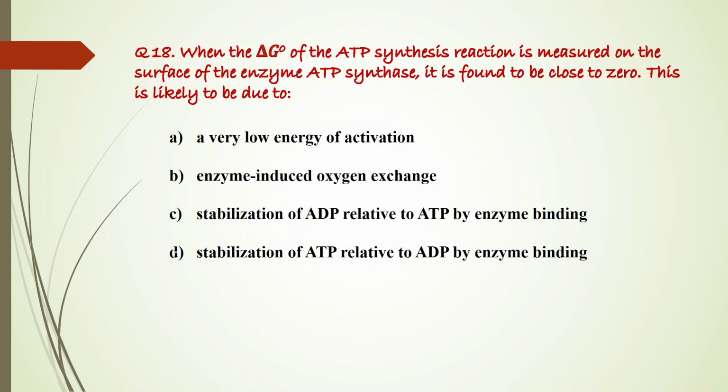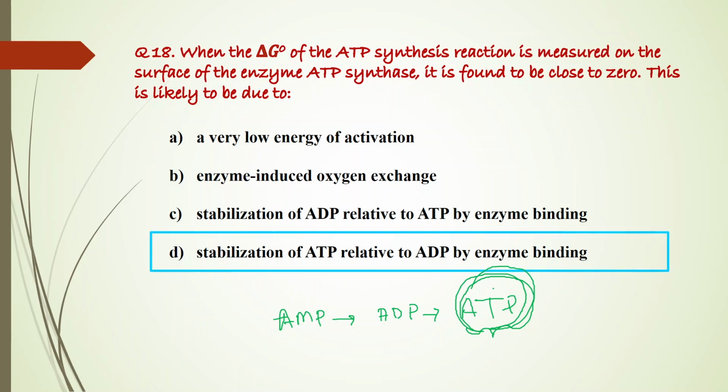Out of this third and fourth statement, in case of ATP synthesis, we start from our AMP that goes to ADP and that goes to ATP. So finally, we are actually bothered about this final ATP, the energy source that we require. Obviously, if that is the final product that we desire, that should be tightly bound to the enzyme. So obviously the synthesis of ATP, after it forms, is stabilized relative to the ADP with the enzyme.